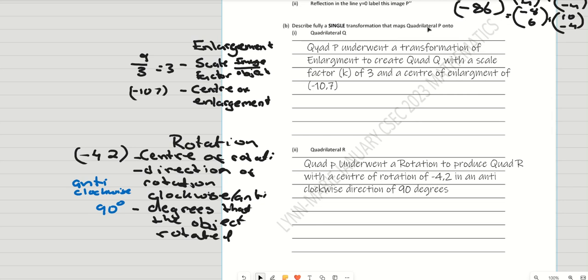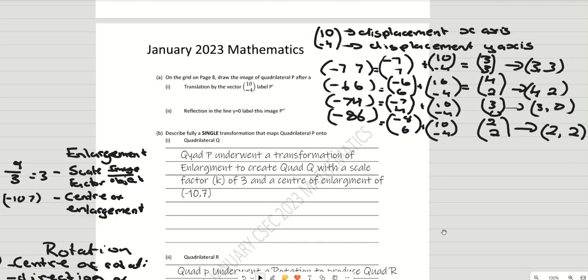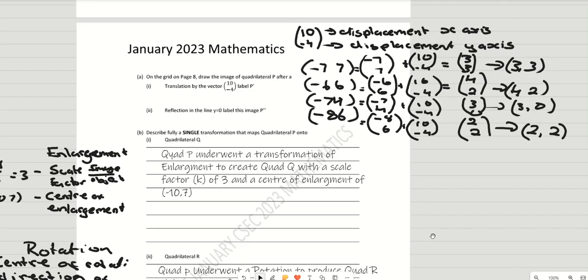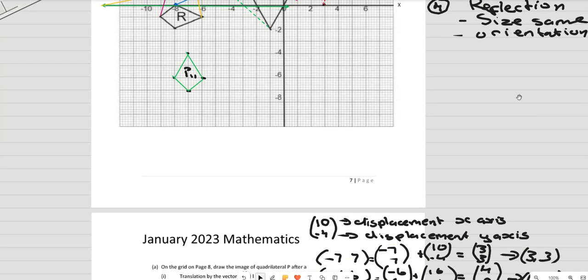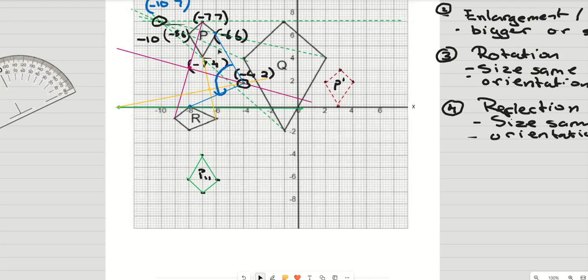Alright, and that is how you would describe the single transformation that maps quadrilateral P to quadrilateral R. And that is how you would do January 2023 and all the ways to do it. Alright.